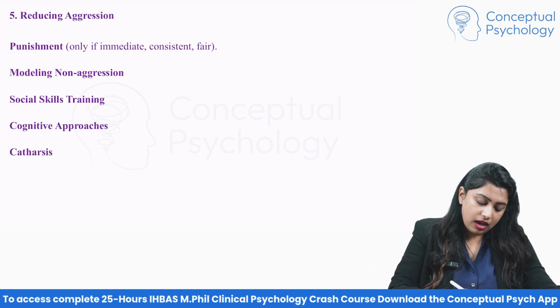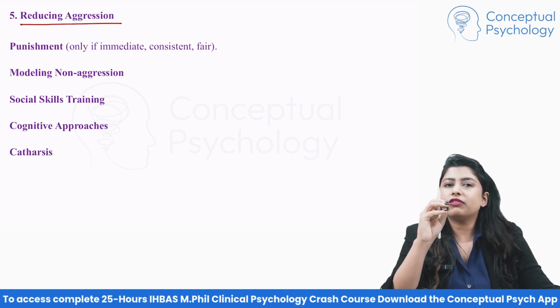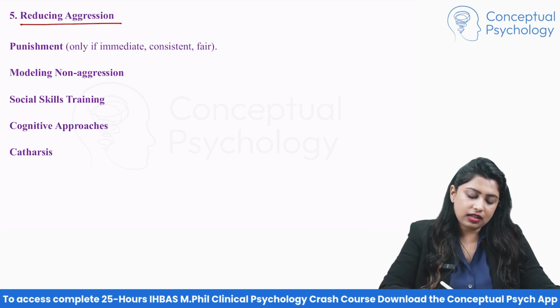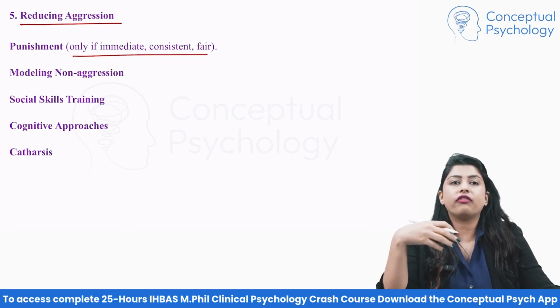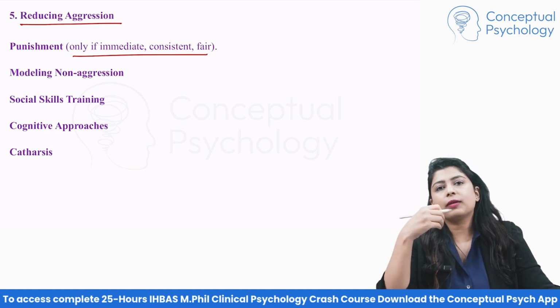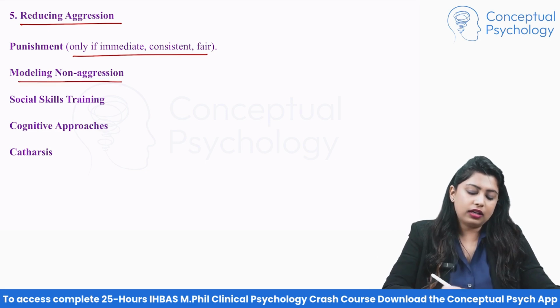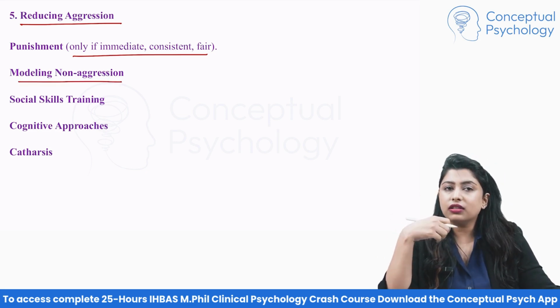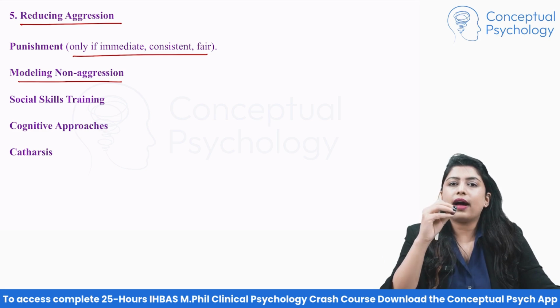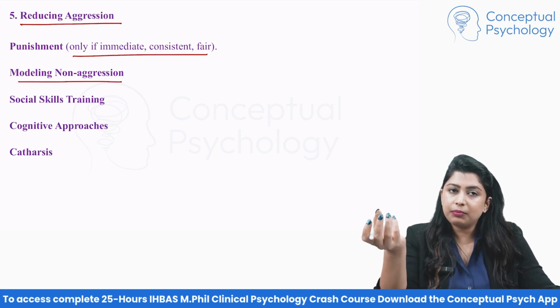Talking about how do we reduce aggression? So, punishment, if it is immediate, if it is consistent, and if it is fair. So, strict penalties for violent crimes can deter future aggression. Then there is modeling non-aggression. So, parents who handle conflicts calmly instead of shouting is an example.